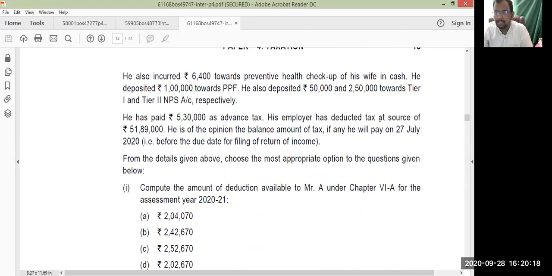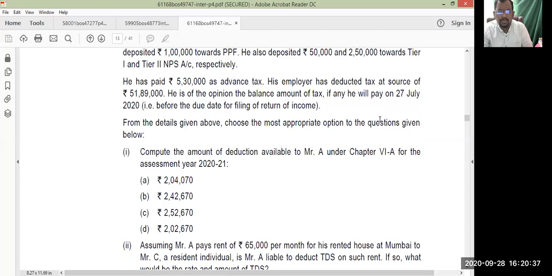And then after that, he deposited 1 lakh towards PPF. Deduction will be allowed. Also deposited 50,000 and 2,50,000 towards T1 and T2 of notified pension scheme account respectively. NPS account, we can claim deduction. Next. He has paid 5,30,000 as advance tax. Very good. And TDS 51,89,000. So find out the tax liability first, from which deduct the 5,30,000 as advance tax, 51,89,000 as TDS. If any liability is there, that should be paid through self-assessment tax.